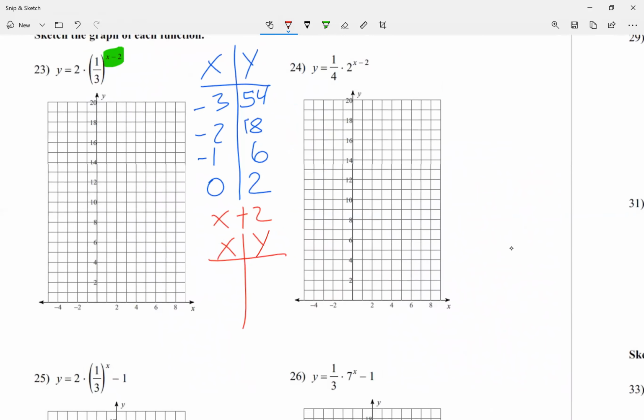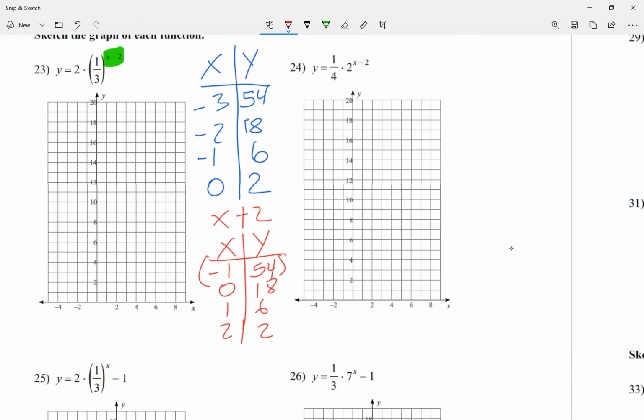Let me create my table of x and y. My y values, I'm not going to change. So let me just write 54, 18, 6, and 2. So I'm not going to change my y values. It's just on my x values, I'm going to add 2. So I'm going to have -1, 0, 1, and 2. Notice how to each of my x values I added 2. All right, I have points now.